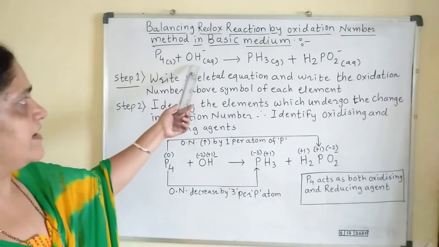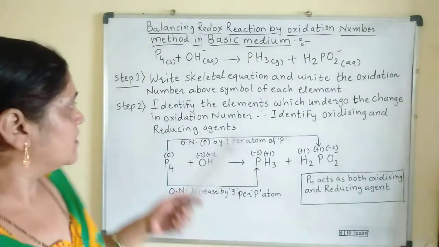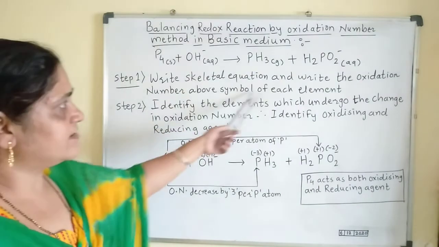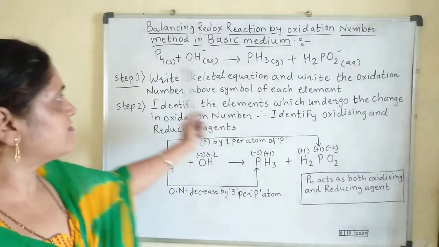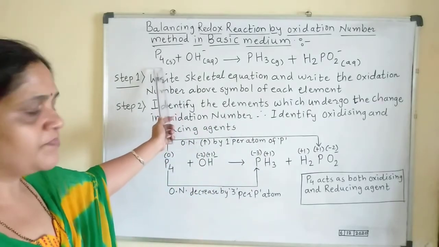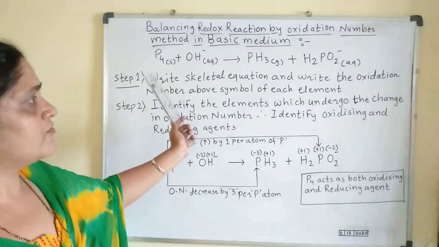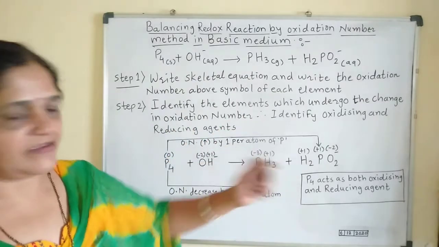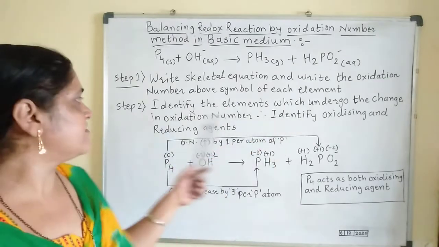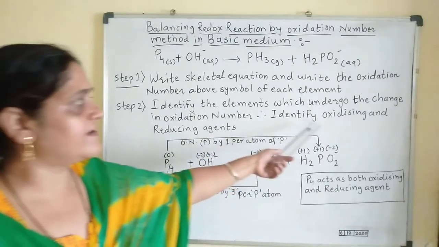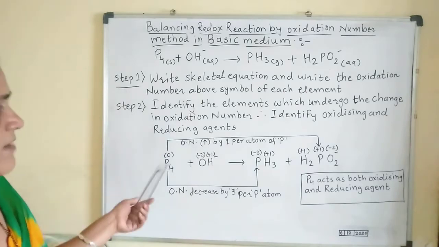P4 plus OH minus gives PH3 plus H2PO2 minus. Now the first step is to write the skeletal equation and write the oxidation number above the symbol of each element. This is already skeletal equation provided to you and we have to write the oxidation number above the symbol of each element. And in step 2, identify the elements which undergo the change in oxidation number, that is identifying oxidizing and reducing agent. We will do these both steps in one equation.